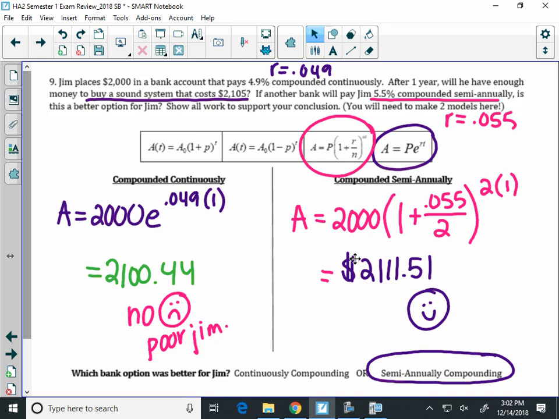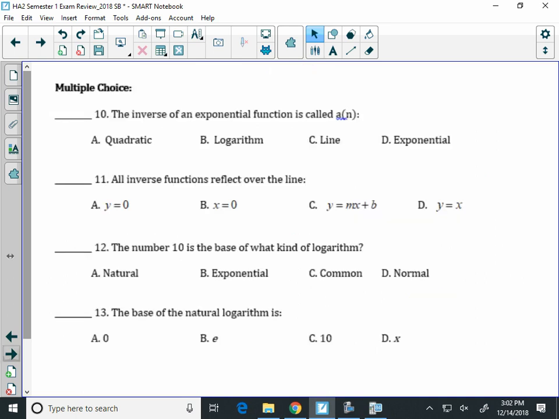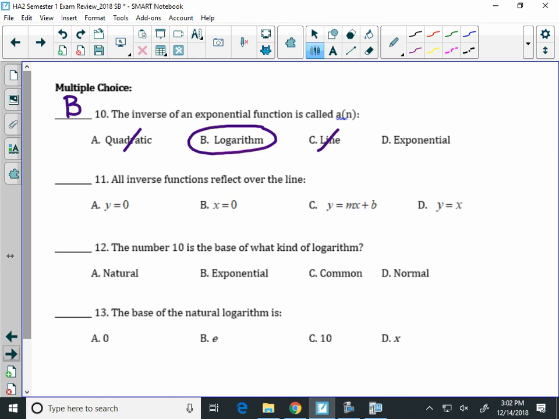All right, let's finish this unit up with some multiple choice questions. Some just basic things to know about exponentials and logarithms. It says the inverse of an exponential function. Well, the inverse of an exponential is not a line. It's not a quadratic. It's actually not even an exponential. It is a logarithm. That is why to solve an exponential function, you use logarithms. That's when you throw a log at it, because those are inverses of each other, opposite relations. All inverses, we talked about this back in Unit 2 review, I believe, reflect over the line y equals x.